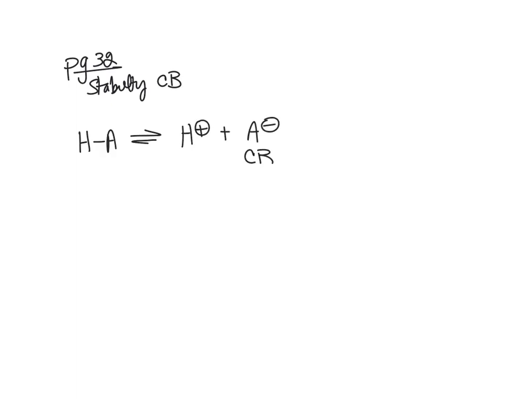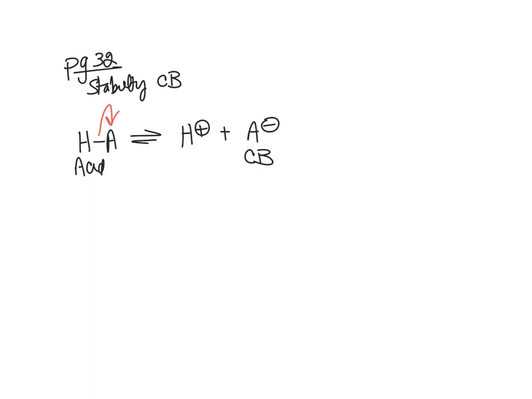This is your conjugate base, and this is your acid. As you can see, we have the electron pair going with the conjugate base. The strength of an acid can be predicted by estimating the stability of the conjugate base formed. The strength of a base is affected by the following factors.